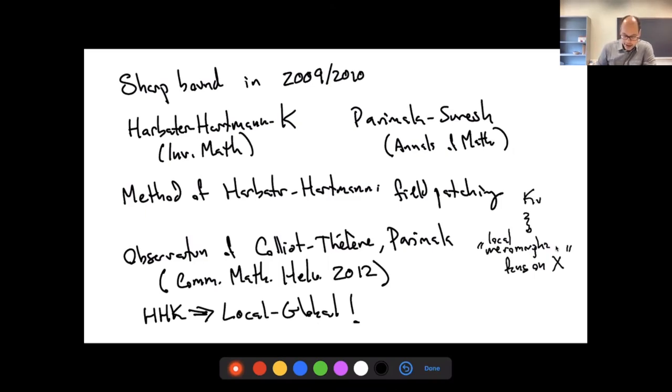A few years later, though, there was an important observation of Colliot-Thélène, Parimala and Suresh, in Commentarii Mathematici Helvetici in 2012, which was that our approach, although we hadn't noticed it at the time, in fact could be interpreted as some sort of local-global result again.